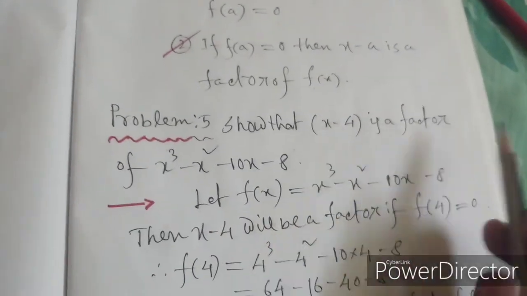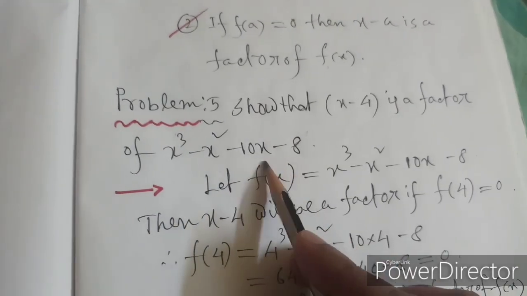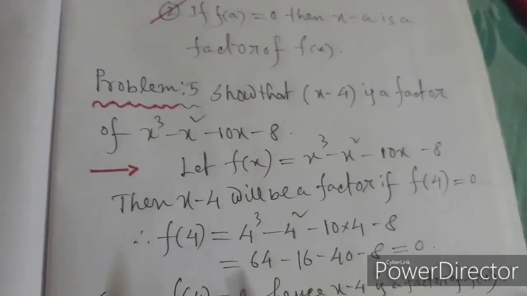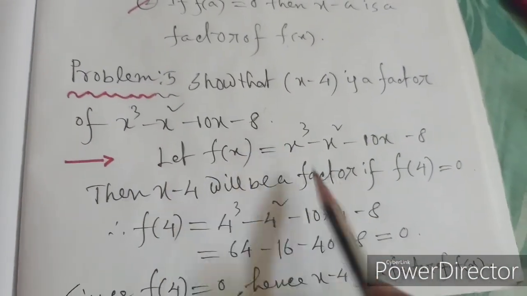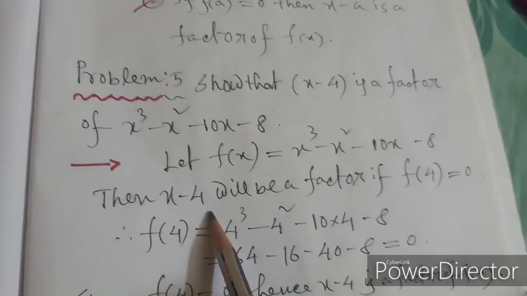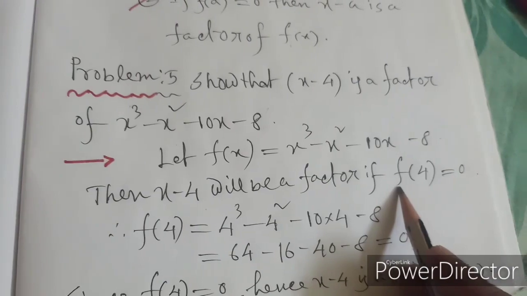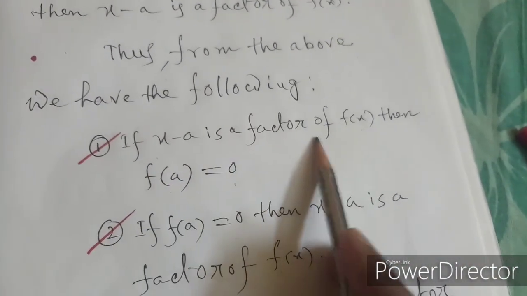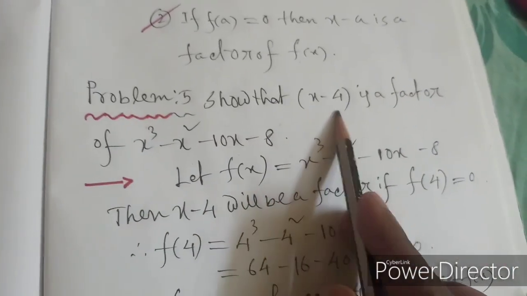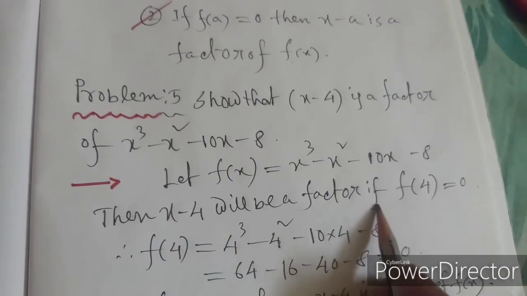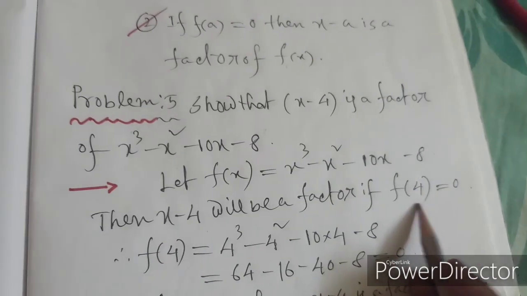Now, problem number 5 is the application of factor theorem. Show that x minus 4 is a factor of x cube minus x squared minus 10x minus 8. How to show it? Using factor theorem, obviously. Let f(x) equal to that polynomial, x cube minus x squared minus 10x minus 8. Then x minus 4 will be a factor if f(4) equal to 0, by this result: if x minus a is a factor of f(x), then f(a) equal to 0.